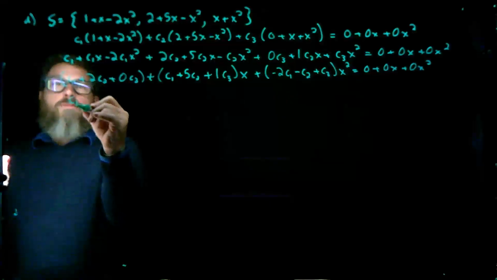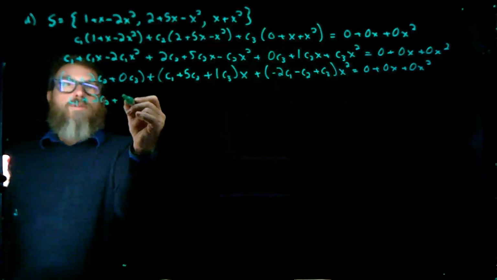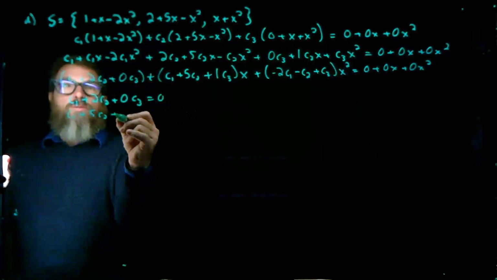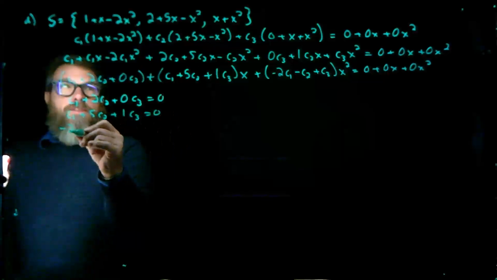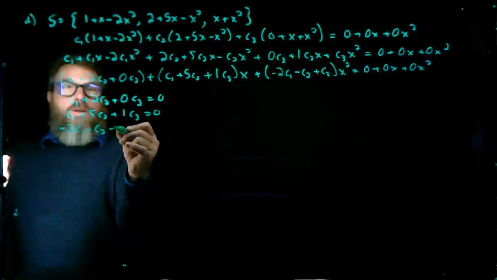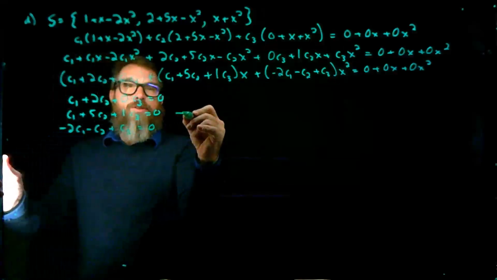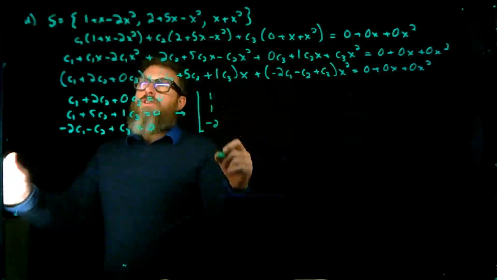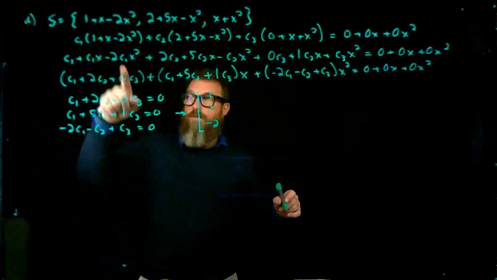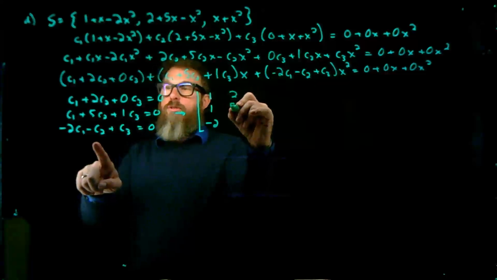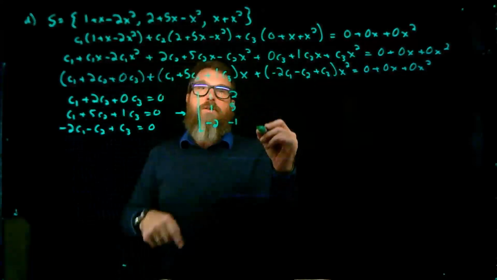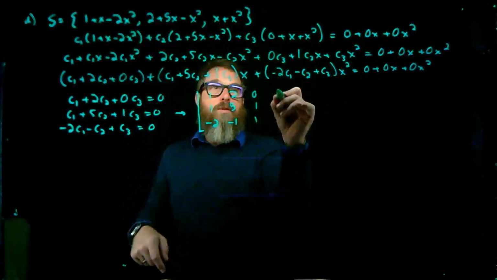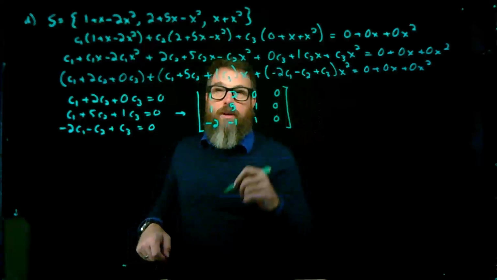Or it just gives us a system of equations that says C1 plus 2C2 plus 0C3 is equal to 0. The next says C1 plus 5C2 plus 1C3 is equal to 0. And finally the last, minus 2C1 minus C2 plus C3 is equal to 0. And I could really just, again, write this in augmented form, where this is 1, 1, negative 2, which just comes from the coefficients of the first vector. The next column is going to be 2, 5, negative 1, the coefficients of this vector. And then finally the coefficients of this vector would be 0, 1, 1. And then this is going to be the coefficients here, which would be 0, 0, 0. So again, it acts just like R3.